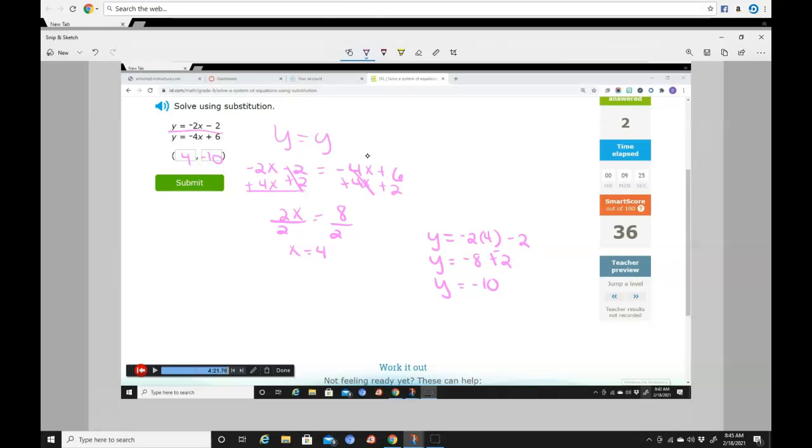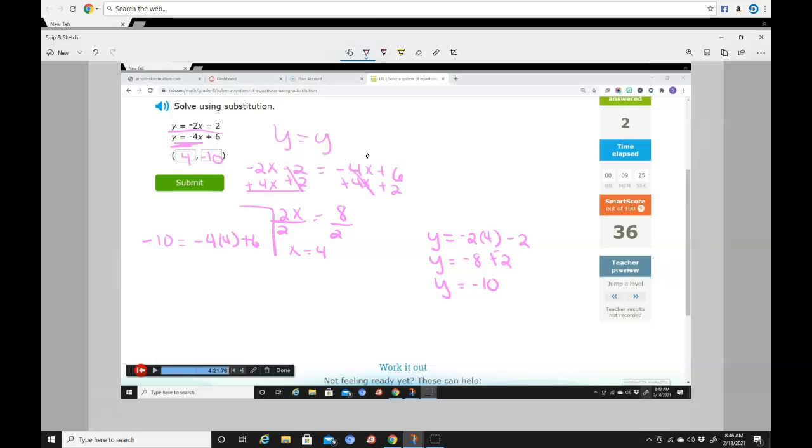Now if I plug it back in to check it, y would be -10. I'm just going to use the bottom equation right here to check it. So I'm putting in my y, which was -10, then I'm going to put in my x value, which was 4. Then I'm going to add 6 to it.